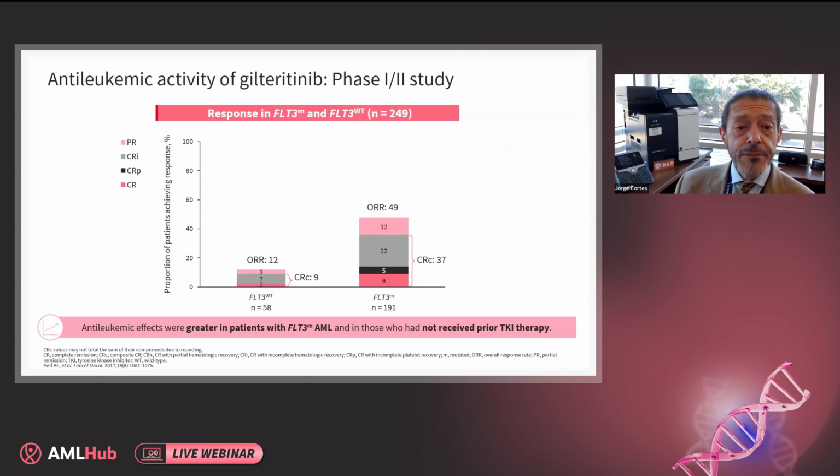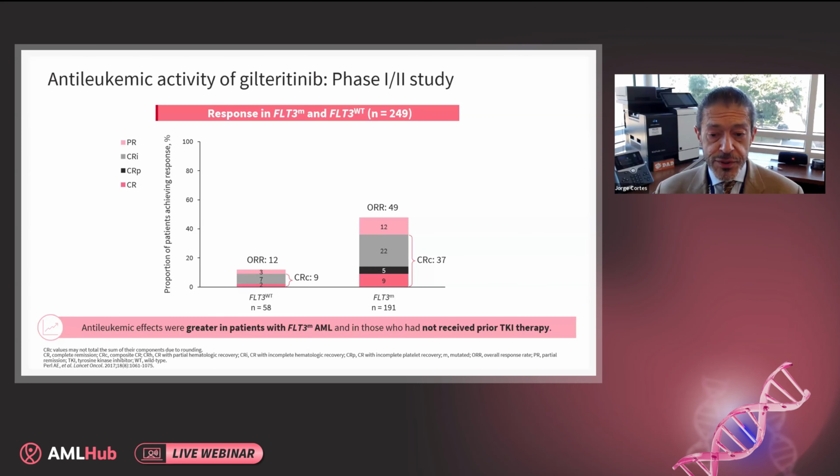Then we go to gilteritinib. Gilteritinib, a type 1 inhibitor again, was investigated in a similar fashion. So here I'm showing you the results of the patients treated in the phase 1, phase 2 study.